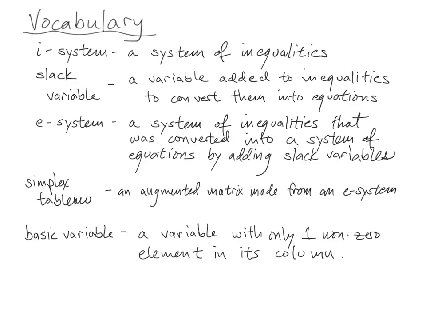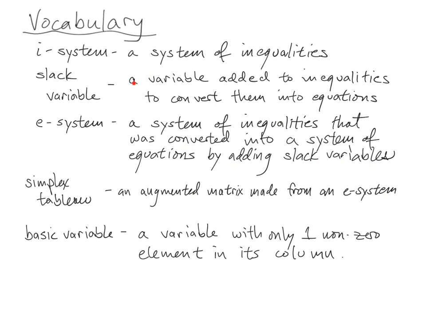Here is the first of two slides of vocabulary for the simplex method. Here we go. We have an I system, I standing for inequality. It's just a system of inequalities. We have what we call a slack variable. This is a variable added to inequalities to convert them into equations. We have something called an E system, and this is a system of inequalities that was converted into a system of equations by adding slack variables.